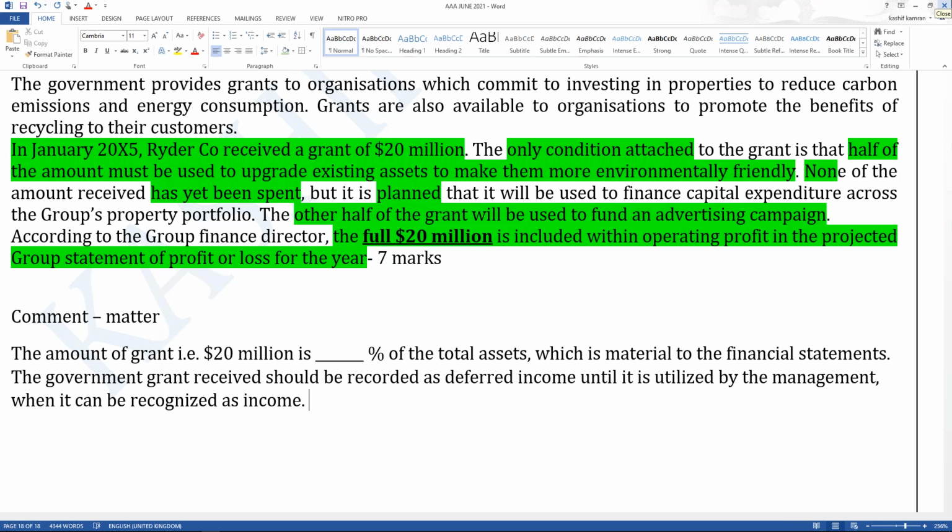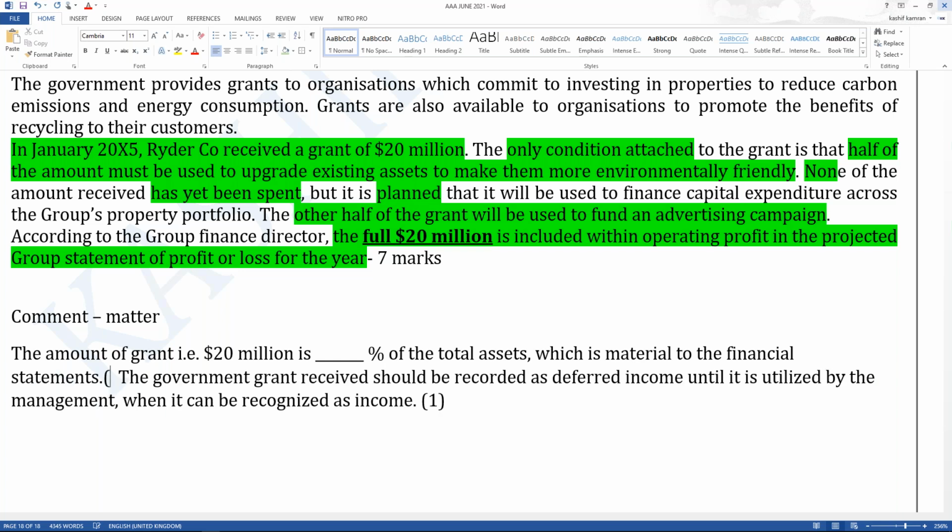The grant received should be recorded as a deferred income until it is utilized by the management when it can be recognized as an income. Currently, have I written the accounting treatment in the context that it should be recognized as a deferred income until it is utilized by the management when it can be recognized as an income? I get 1 mark for writing the brief accounting treatment of the government grant.